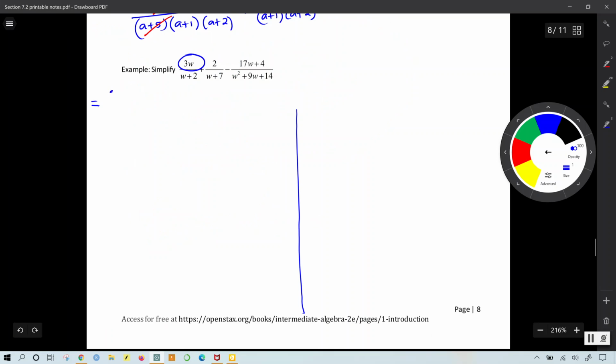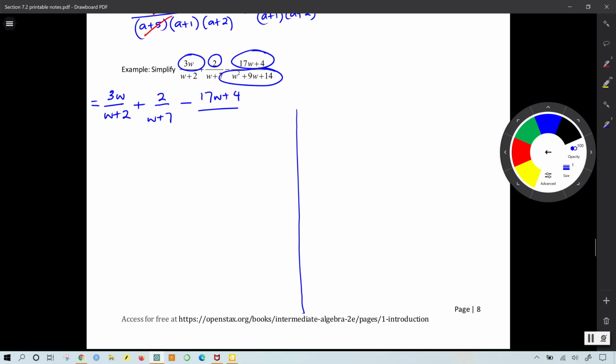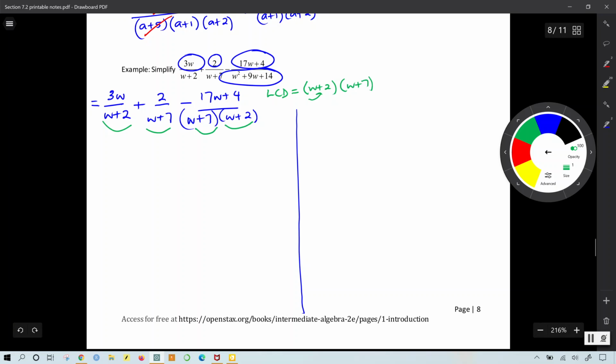For the first piece, we have 3w over w plus 2, plus 2 over w plus 7, minus 17w plus 4 over the factored form of w squared plus 9w plus 14, which is w plus 7 and w plus 2. Now we can proceed to find the LCD. We're going to have w plus 2, we're going to have w plus 7, and w plus 7, well, we already have it. W plus 2, we already have it.